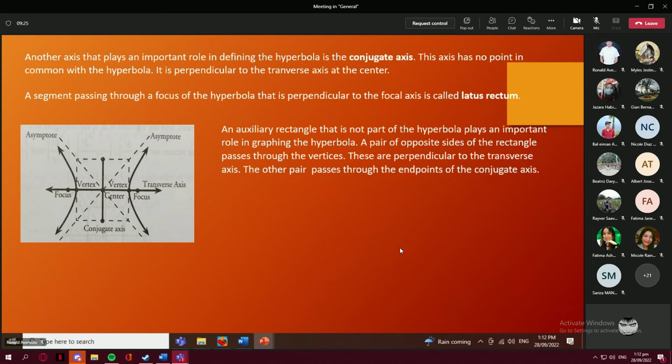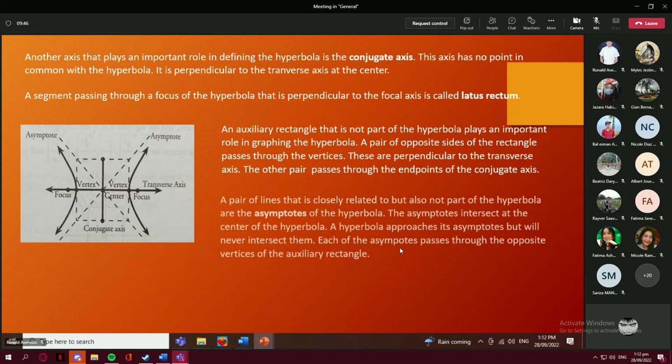An auxiliary rectangle that is not part of the hyperbola plays an important role in graphing the hyperbola. A pair of opposite sides of the rectangle passes through the vertices. These are perpendicular to the transverse axis. The other pair passes through the endpoints of the conjugate axis.